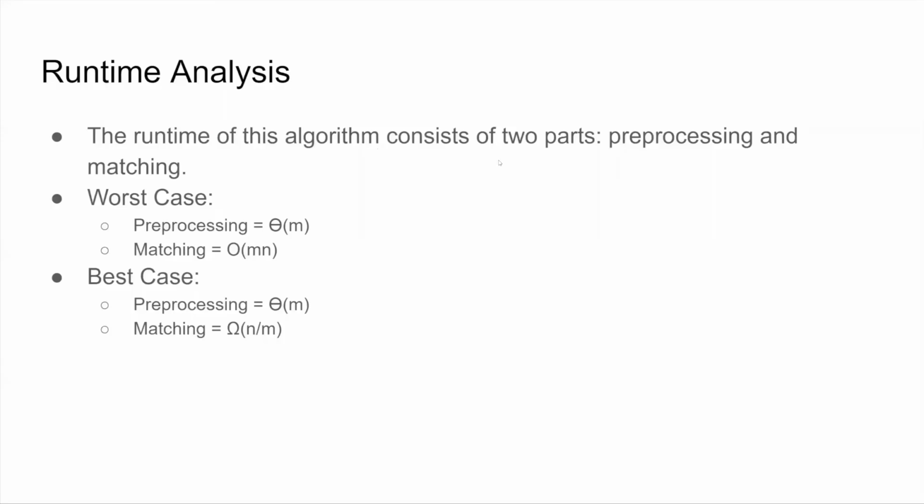The runtime of the Boyer-Moore algorithm consists of two parts, pre-processing and matching. The pre-processing part of the algorithm simply means that we are pre-calculating skips for all possible mismatch scenarios. Now, the algorithm uses two different methods to calculate matches, and these two different methods give it the runtime that we see here. The first one is the bad character heuristic, and the other one is the good suffix heuristic. Let's see an example.